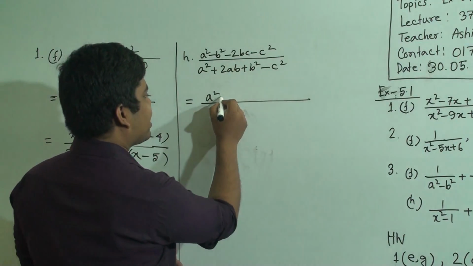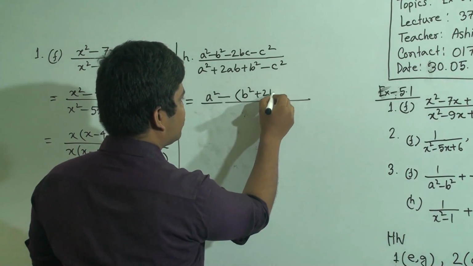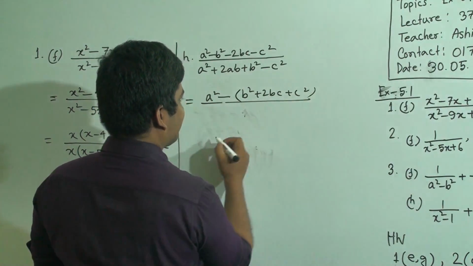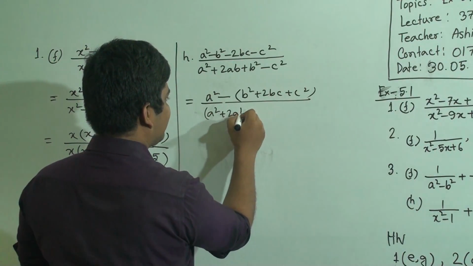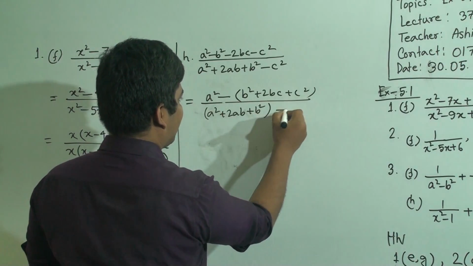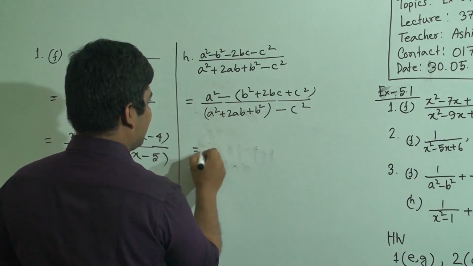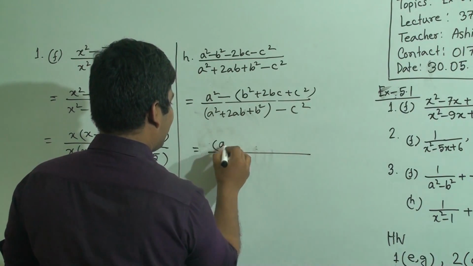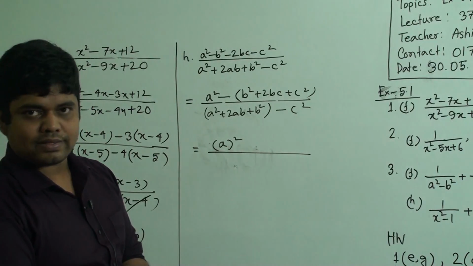So if we take minus common, then we get b square plus 2bc plus c square, and here you notice a square plus 2ab plus b square, okay, minus c square. This is a formula and this is also a formula. So a plus b whole square, and this is the formula of b plus c whole square.